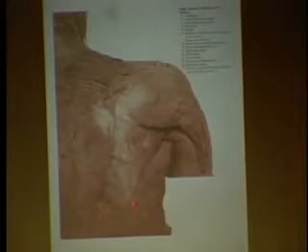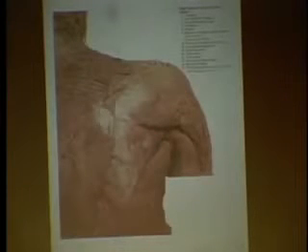Here we have a muscle coming up here. What muscle is this? Latissimus dorsi, right. And it inserts where? The what? The intertubercular groove of the humerus. So it does not function to medial rotate the humerus, does it?